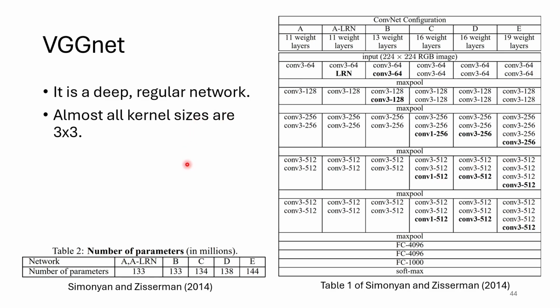They compare how many parameters are in their network. In configuration A, there are 133 million, and in configuration E, there are 100 million. So if they change the configuration, they will also change the number of parameters.